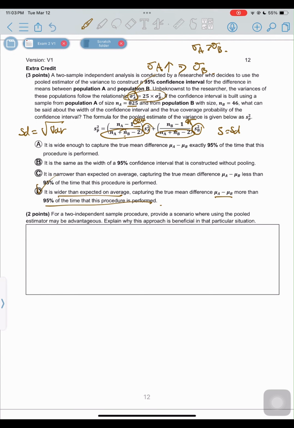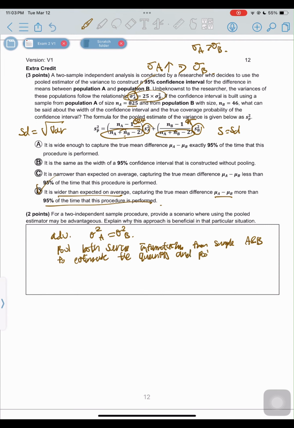And if we go to the next question, it's asking for a two independent sample procedure. Provide a scenario where using the pooled estimator may be advantageous. Explain why this approach is beneficial in that particular situation. So the estimator would be advantageous when the variance value would be the same. The reason why it will be advantageous is that we can pool both sources of information from sample A and B to estimate the quantity and pool the info together. In such situations we get a more efficient estimator than the non-pooled estimator like the above. So that is why it can be advantageous.